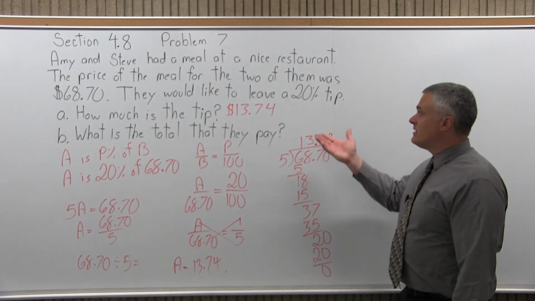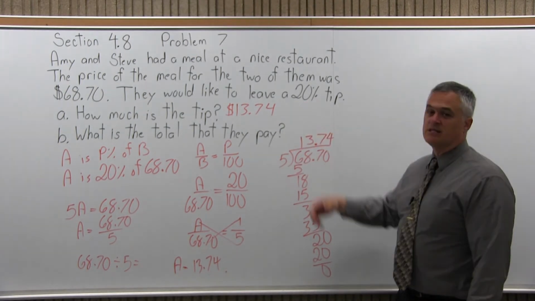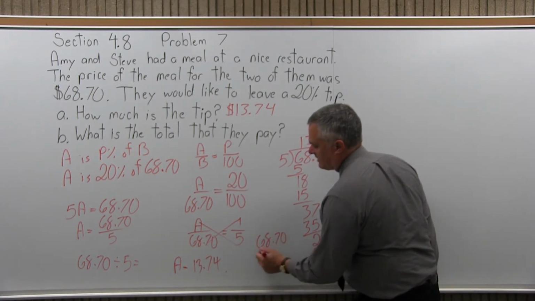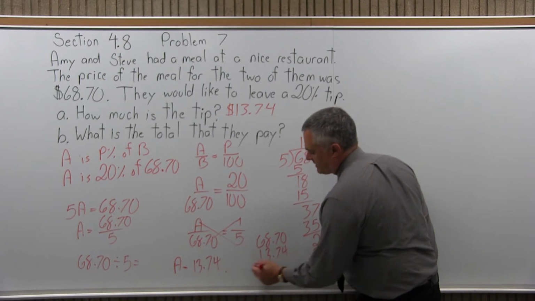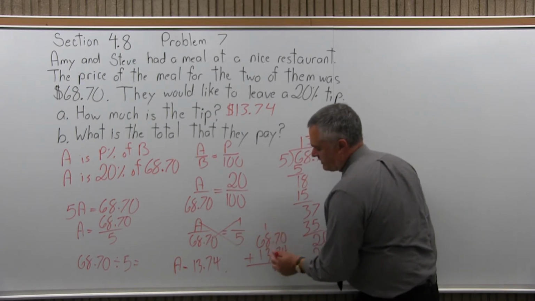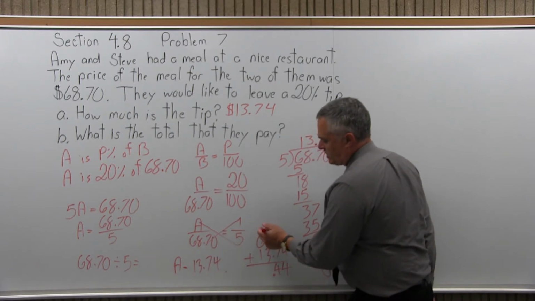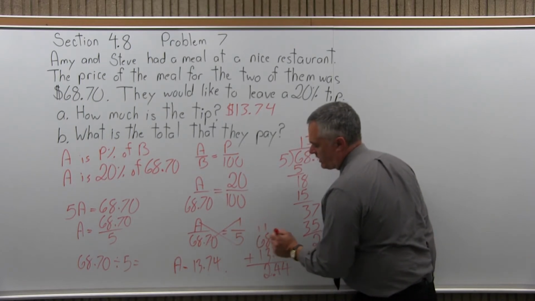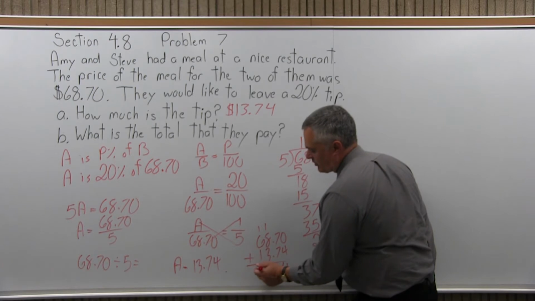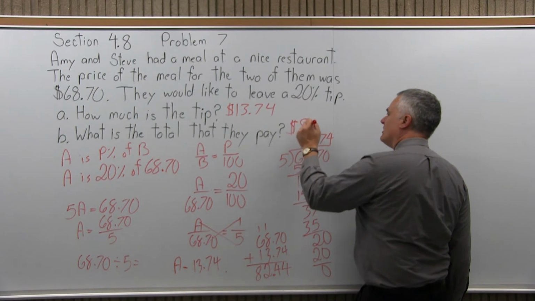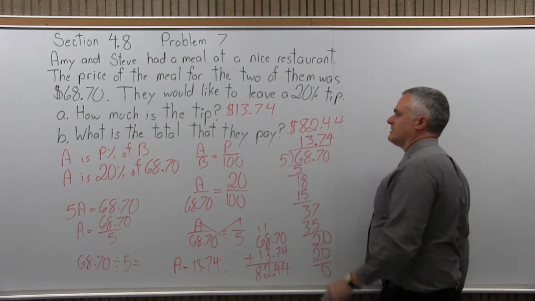Now, what is the total they pay? The price of the meal, $68.70, plus another $13.74 in tip. So let me add that up down here. So I have $68.70 plus $13.74 for the tip. Add those together. 0 plus 4 is 4. 7 plus 7 is 14. Write the 4 for the 14, carry the 1. Again, your decimal will come straight down vertically. 1 plus 8 is 9, 9 plus 3 is 12. So write the 2 from the 12, carry the 1. 1 plus 6 is 7, 7 and 1 more is 8. So the total that they pay for the meal, including tip, is $82.44.